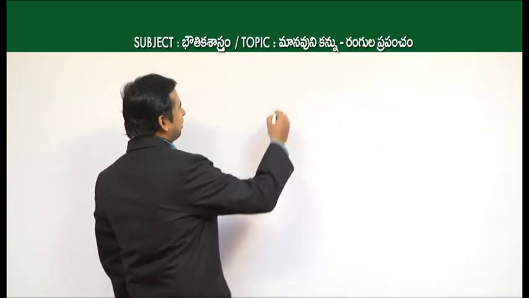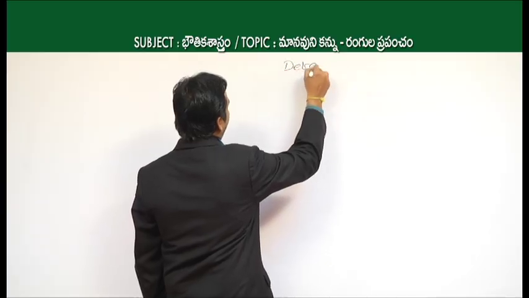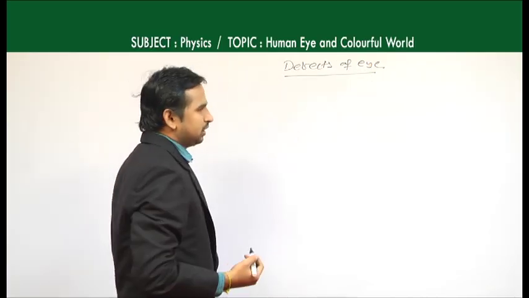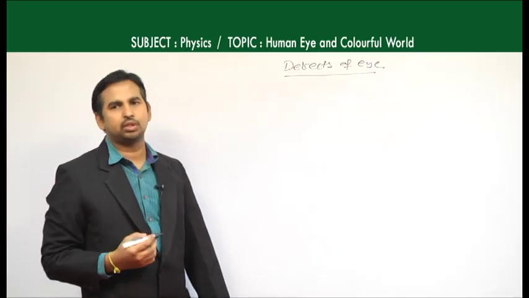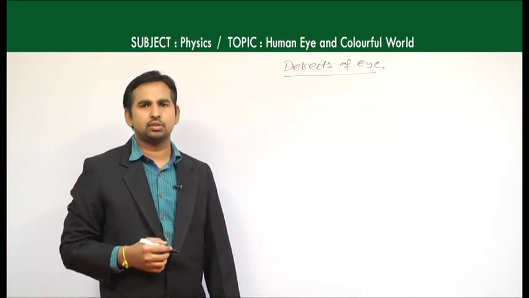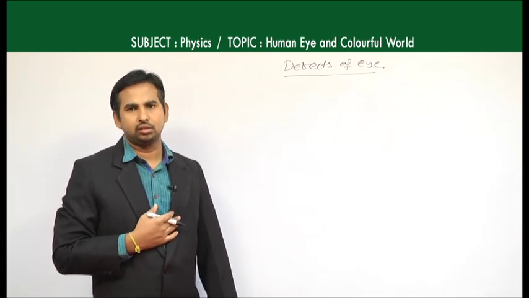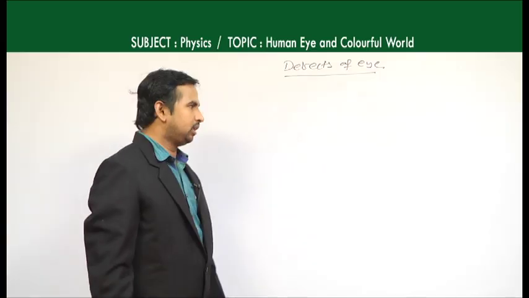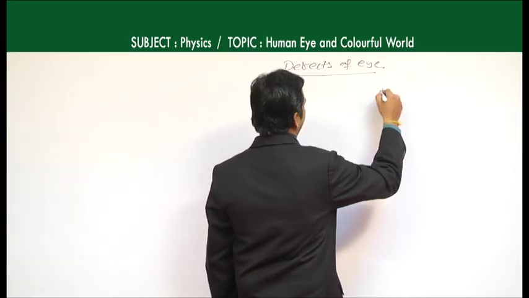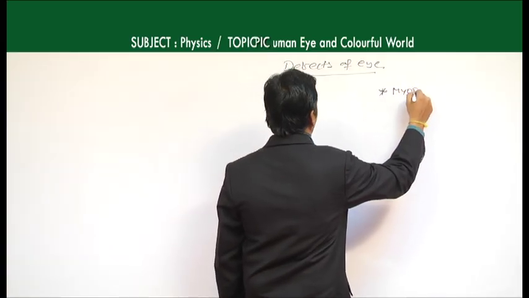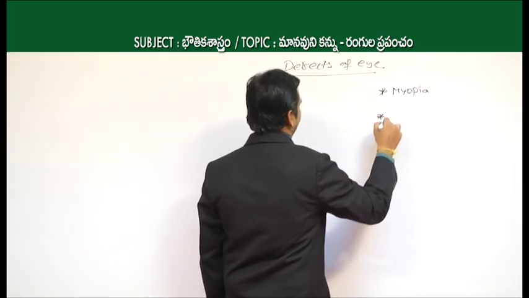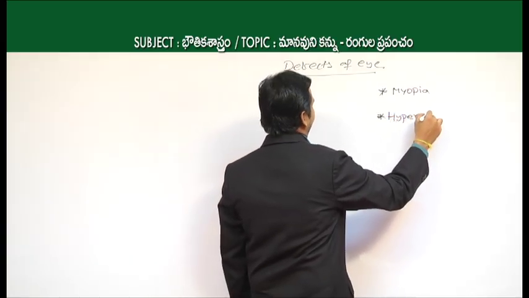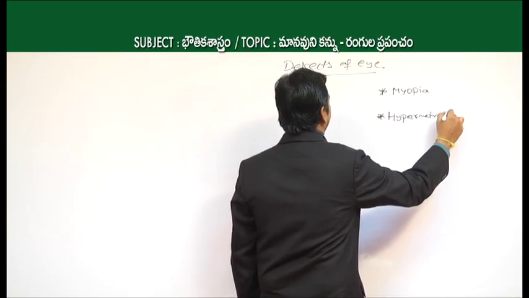Now we will see the questions coming on defects of the eye. The next topic is defects of the eye. As we have seen the importance of each part of our human eye, now we look at the defects caused in the eye. Mostly there are three main defects: short sight, which is also called myopia; second, long sight, which is called hypermetropia; and the next one is presbyopia.